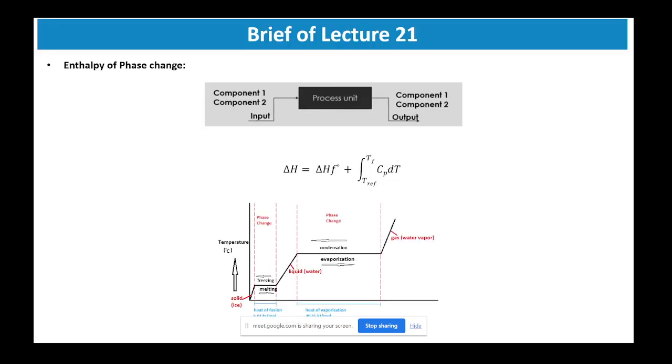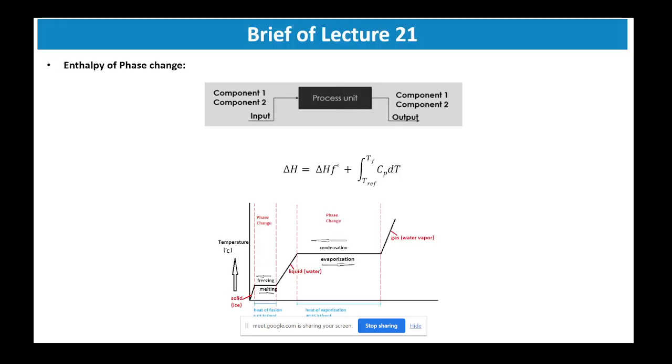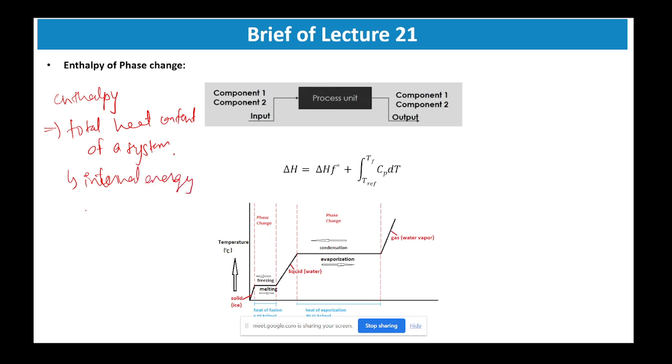So moving forward, there is another kind of energy balance, which I talked about earlier also, which was enthalpy. So what is the enthalpy? It is nothing but the total heat content of a system, which includes internal energy plus any sort of another energy due to temperature that a system possesses, which is represented in the form of product of P into V.